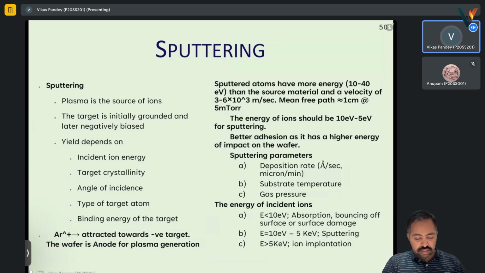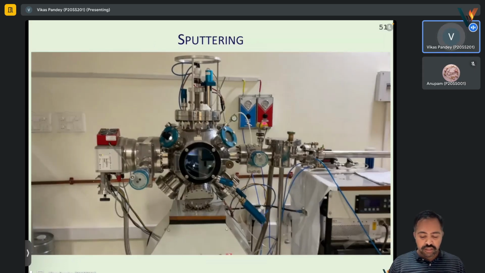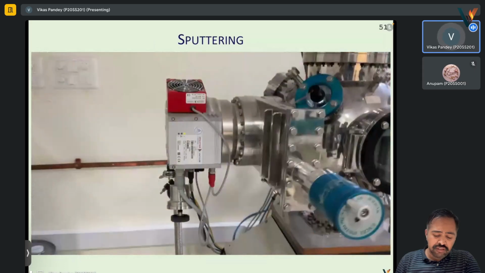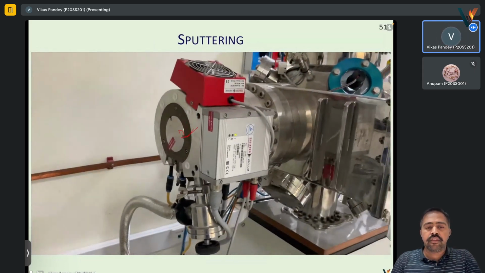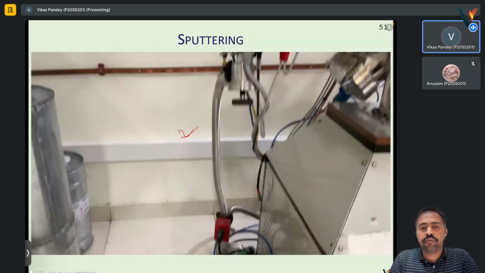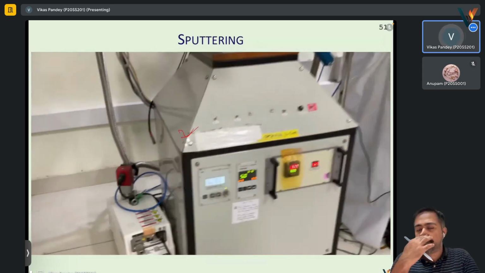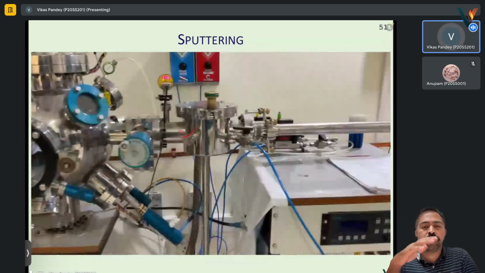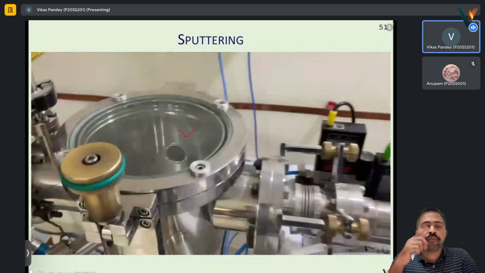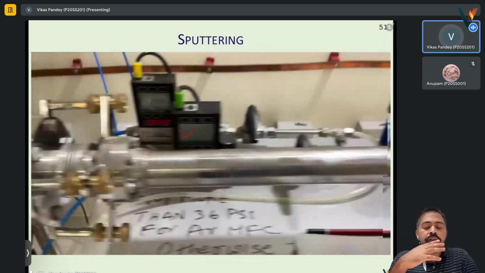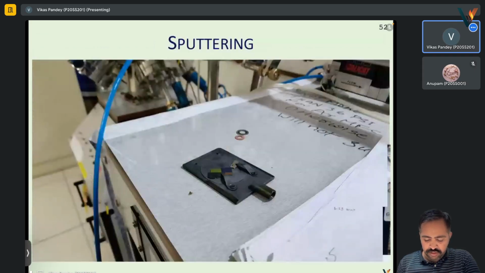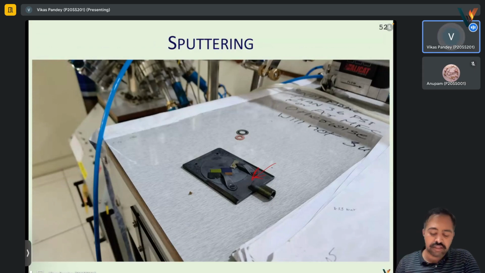Okay, these details, let's skip this, we have seen. So this is one of the sputtering systems we have, in which to attain the high vacuum, we have the turbomolecular pump. This is the rotary pump that will assist it. In this case, we are reaching the 10 to the power minus 6, minus 7 range. And then we are inserting the wafer from here. The wafers are loaded over such metal plates and inserted inside.